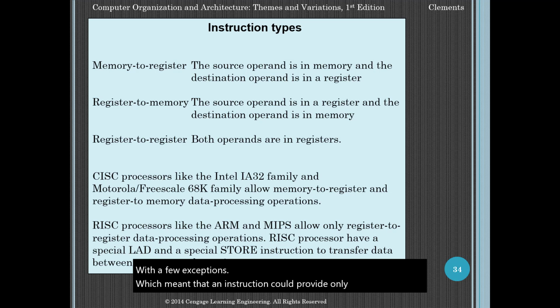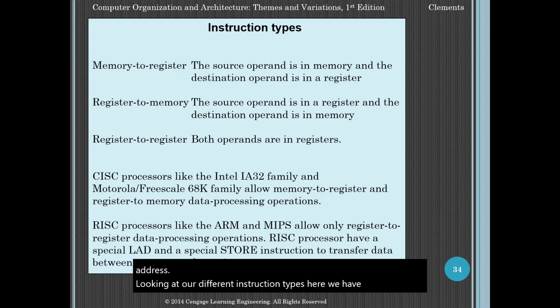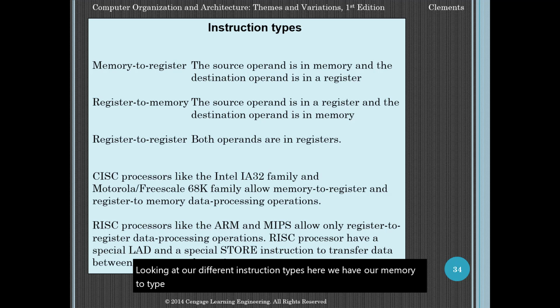So looking at our different instruction types here, we have memory to memory operations, where a source or destination operand is in memory and it cannot be supported. And consequently, microprocessors generally provide 3 instruction modes. And so we can have this memory to register, where the source operand is in memory and the destination operand is in a register, right?